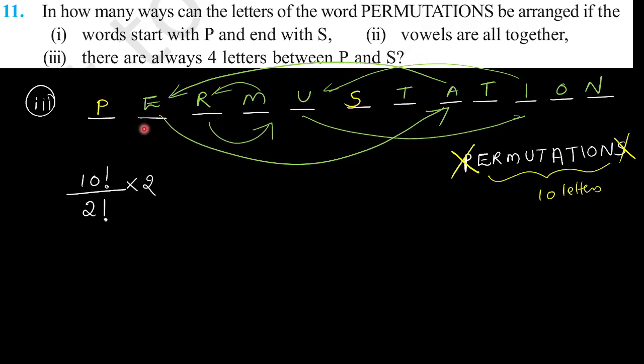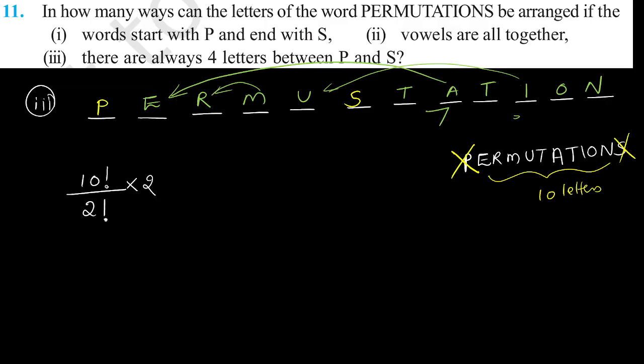The condition is only this much: 4 letters are allowed between P and S. So instead of PS, it can be SP also. So 2 is to be multiplied. Let me complete it. After that, you can ask me doubt. Okay, so for this setup, the number of arrangements will be 10 factorial by 2 factorial into 2. Why am I writing into 2? Because instead of PS, it can be SP. Now, all of you please listen. Is there any other possibility?